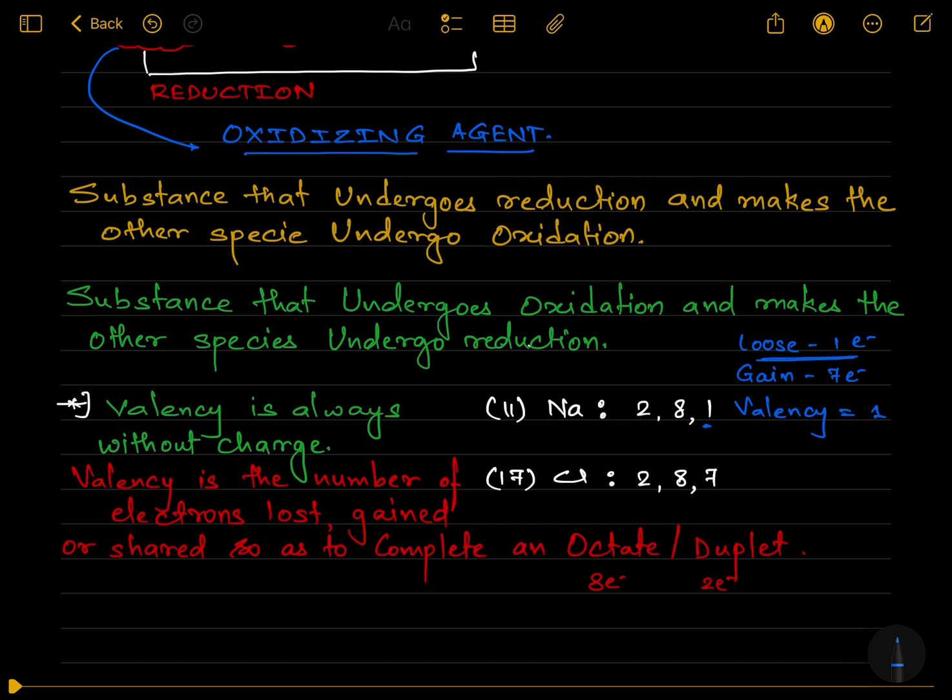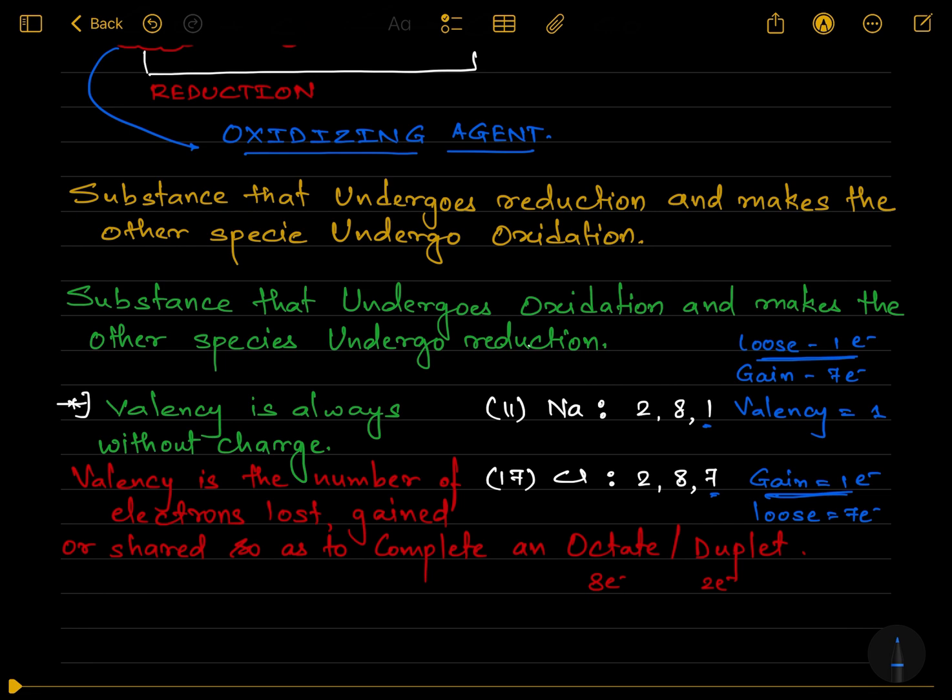Similarly, if I talk about chlorine, chlorine has 7 electrons in its outermost shell. So again, chlorine has 2 options. The first option is that chlorine could gain 1 electron, or the next option is he needs to lose 7 electrons. Definitely gaining 1 electron makes sense, that's the simplest option. So he would gain 1 electron. So again, the valency of chlorine would also become 1.